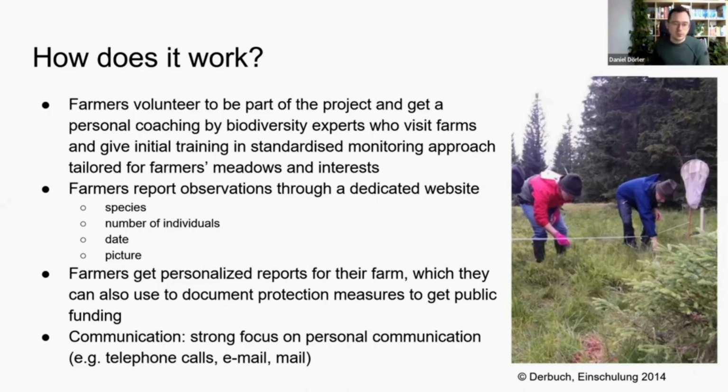And as you imagine, communication has to be on a very personal level when involving farmers in such an intense way. So they usually talk with the farmers via telephone or email, or if this is not an option, they also use mailing lists. And what I did not mention is that the biodiversity experts visit the farms not only once, but twice. So after a couple of months, the biodiversity expert visits the farms again and has a look how the monitoring is working for the farmer, and if the farmers need some more training, or if they need to adapt this monitoring approach.